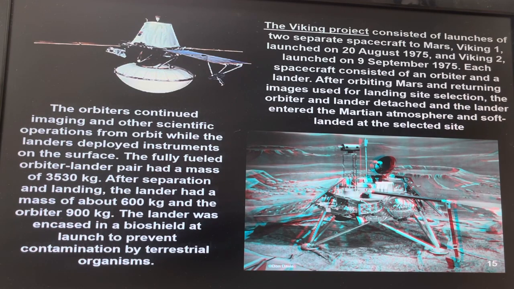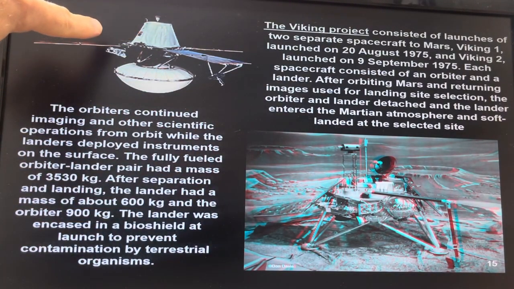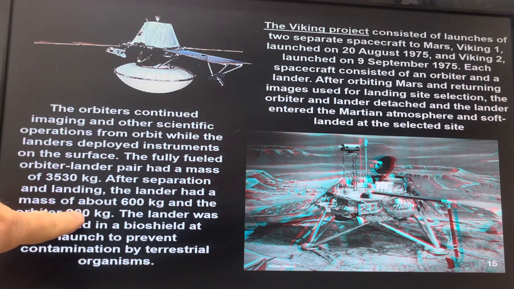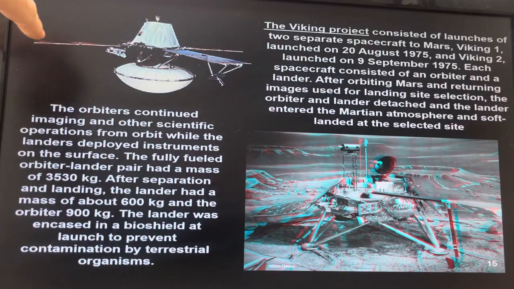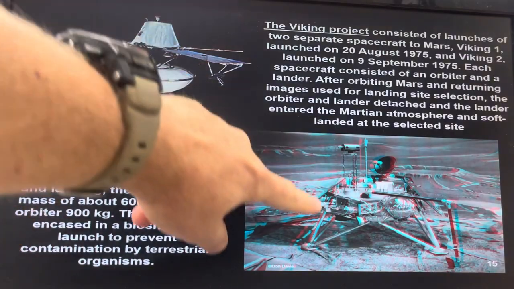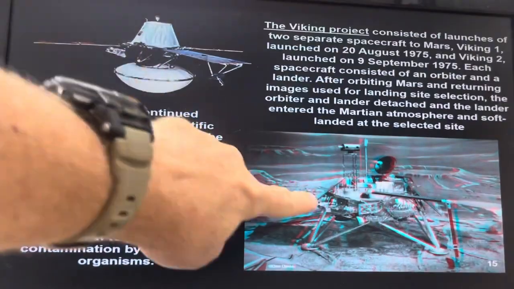The first one landed when I was only 5 years old, Viking, back in 1975. The lander, so it had an orbiter. This is the orbiter that stayed in orbit. See, it has a mass, and the lander has a mass. The orbiter stayed in orbit and took pictures while the lander landed on the planet, which looks like that. And that's 3D. That one's not, but this one is.